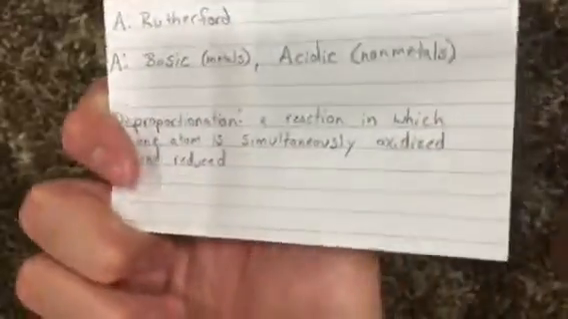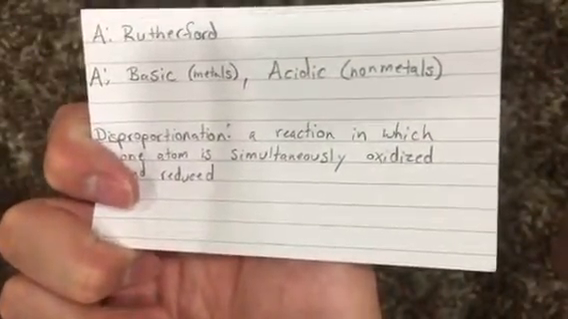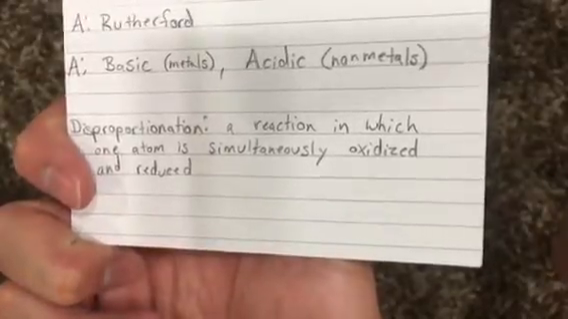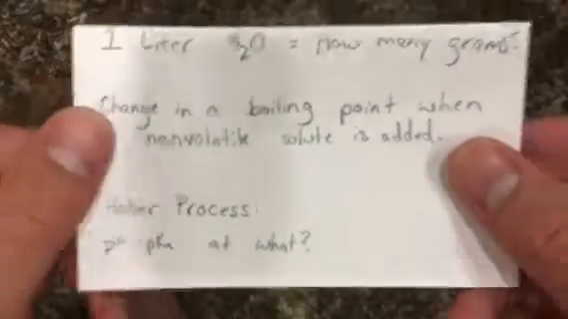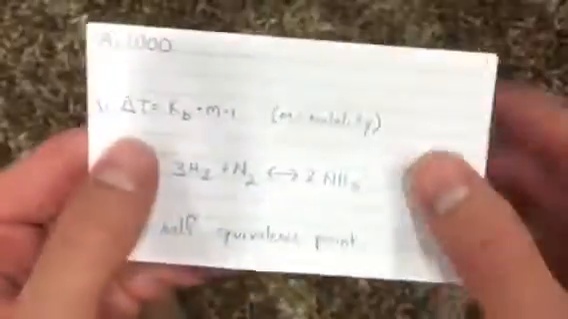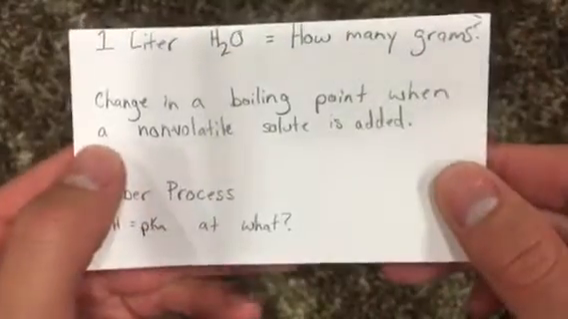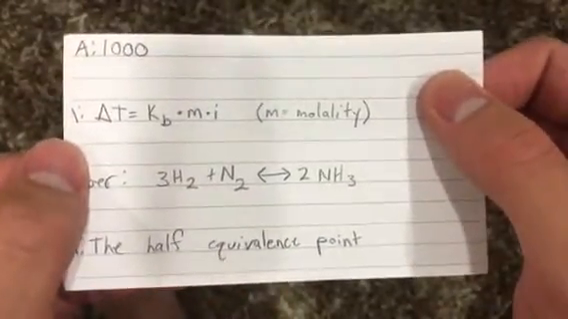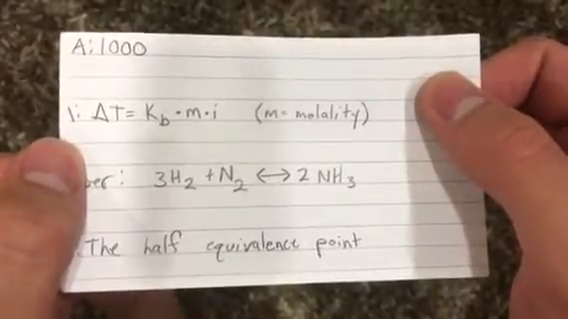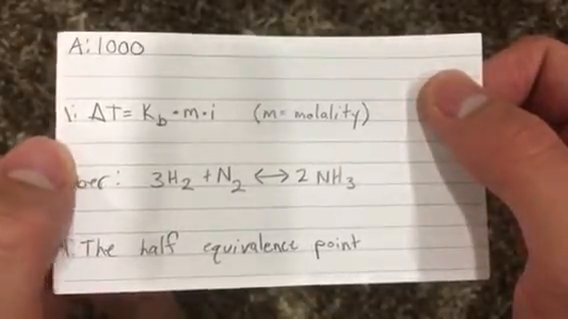Disproportionation reaction: a reaction in which one atom is simultaneously oxidized and reduced. So 1 liter of H2O, how many grams is that? That's 1,000. Change in the boiling point when a non-volatile solute is added: you can get that with the equation ΔT = Kb times m times i, where m is molality.